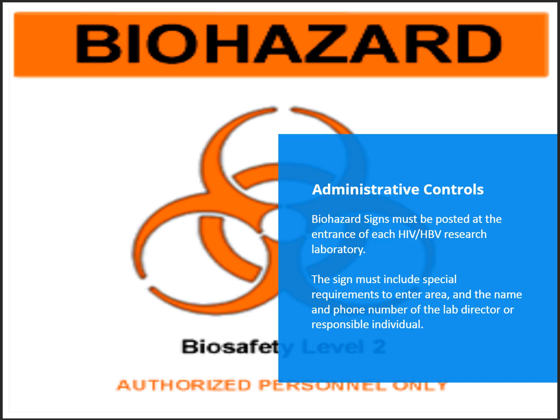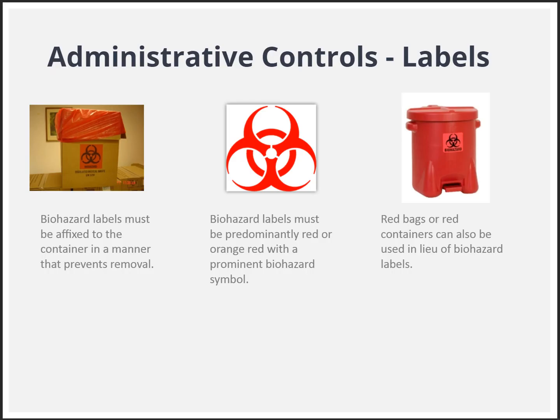Administrative controls. Biohazard signs must be posted at the entrance of HIV and HBV research labs and labs doing other biohazard research. The sign must include special requirements to enter the area and the name and phone number of the lab director or responsible individual. Biohazard labels must be affixed to the container in a manner that prevents removal. Biohazard labels must be predominantly red or orange with a prominent biohazard symbol. Red bags or red containers can also be used in lieu of biohazard labels.